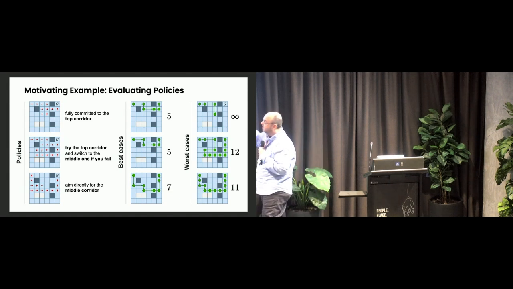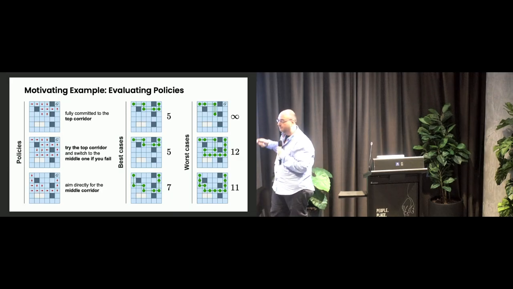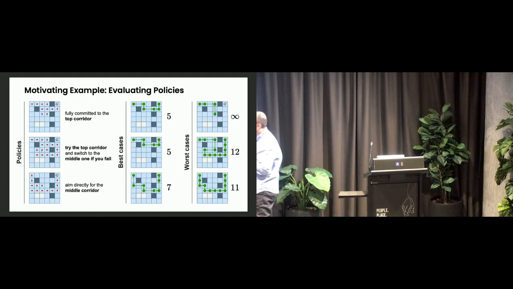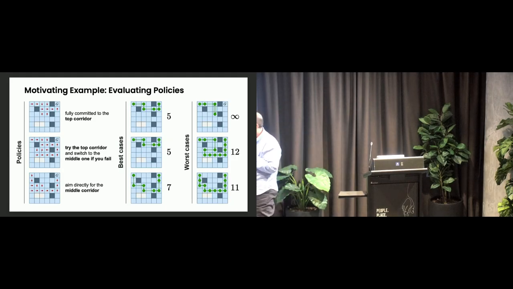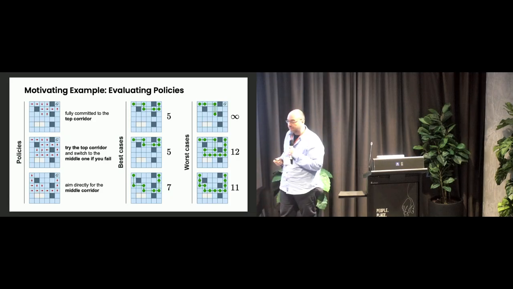However, this is a very risky policy because in order to use that corridor, you need to align yourself with the corridor. And if you keep slipping, moving two tiles instead of one, you are never going to do that. So in the worst case, you will never see the goal. Then we have the second policy, which also tries to go through this top corridor, but when the agent fails to align itself, it will switch to the middle one using those two obstacles there in the bottom left to align itself, and from there it can proceed smoothly. So this maintains the same best case at 5 and has a better worst case at 12.